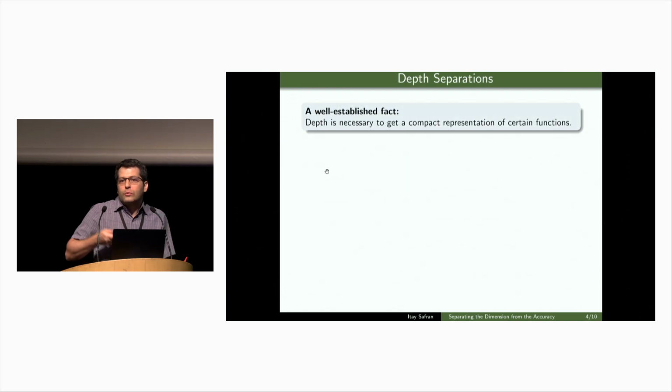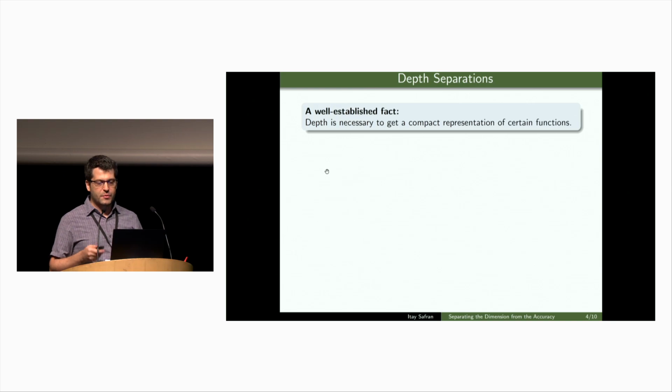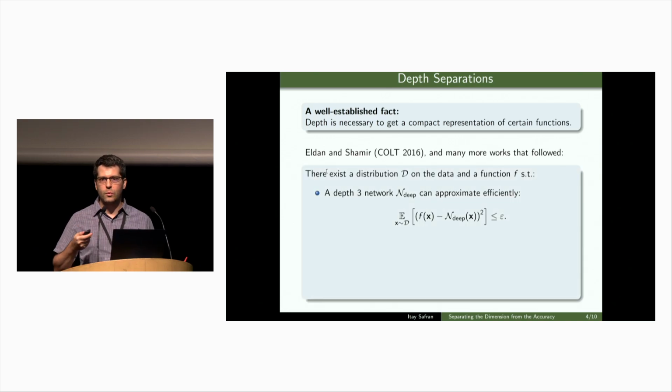By now it is well established that depth may be necessary to get a compact representation of certain target functions. That is, there are functions that require at least depth 3 to get a good approximation. This was first shown by the seminal work of Ohad Shamir and Ronen Eldan in COLT 2016, and there were many such works that followed.